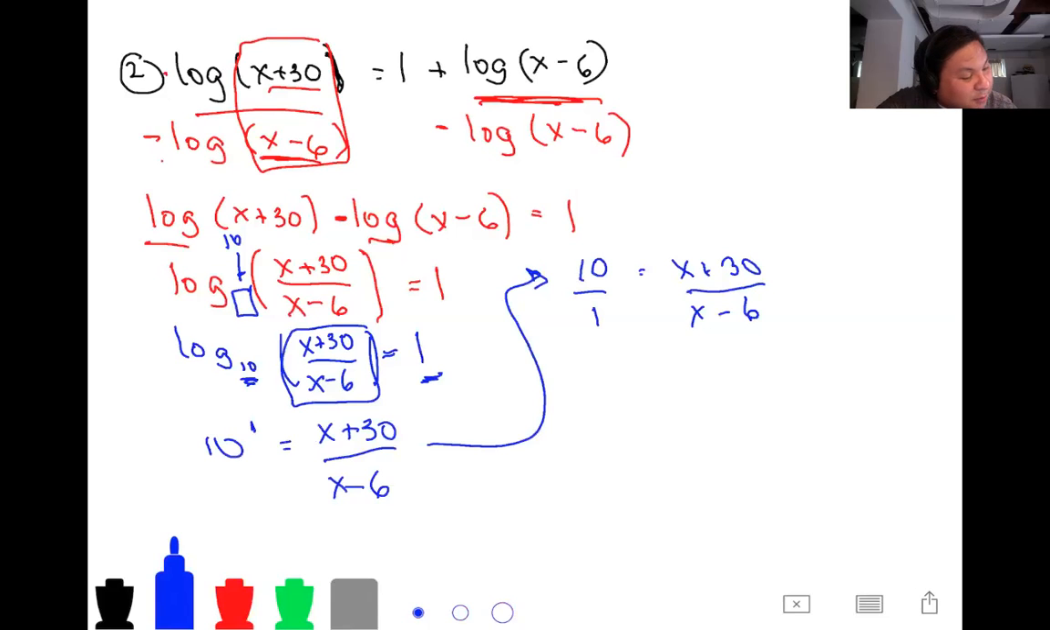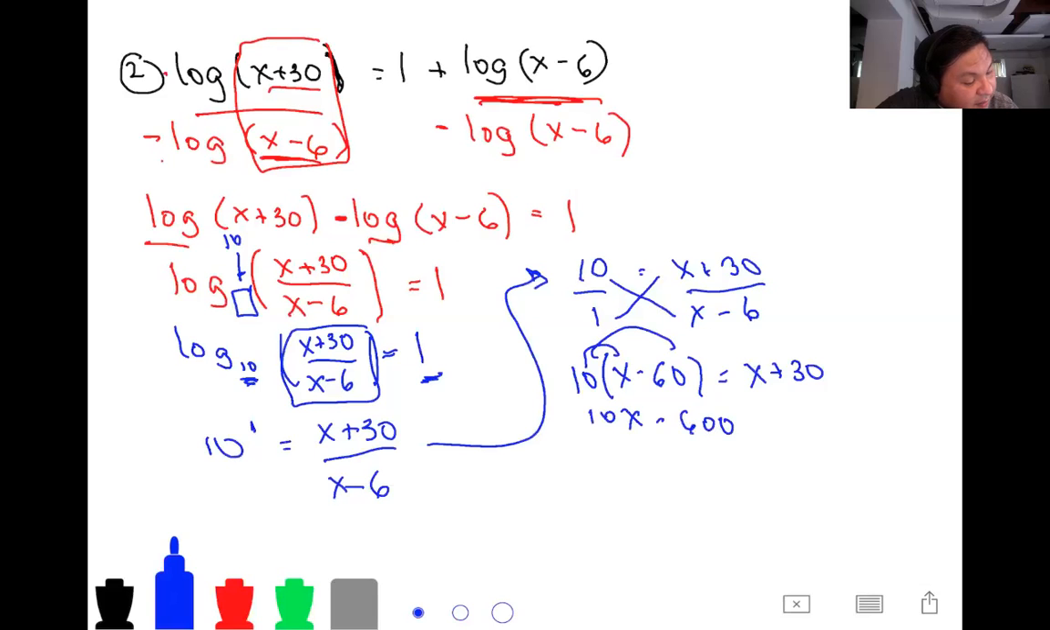So when we cross multiply, 10 times x minus 6 is equal to 1 times x plus 30. So 10 times x minus 6 is equal to x plus 30 because it's only 1. 1 multiplied to anything is, of course, equal to itself. So now we distribute. We have 10x minus 60.